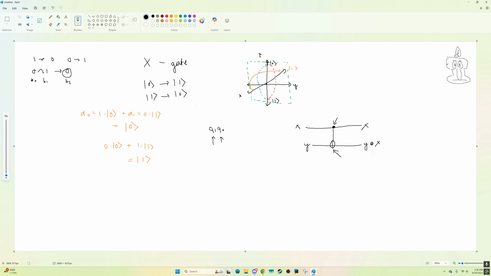The result of a C naught is the XOR operation, and you can see that from a truth table. So if you have an X, Y, and you applied C naught, so X is the control and Y is the target, then this is a 1 and this is 0, so this becomes a 1.